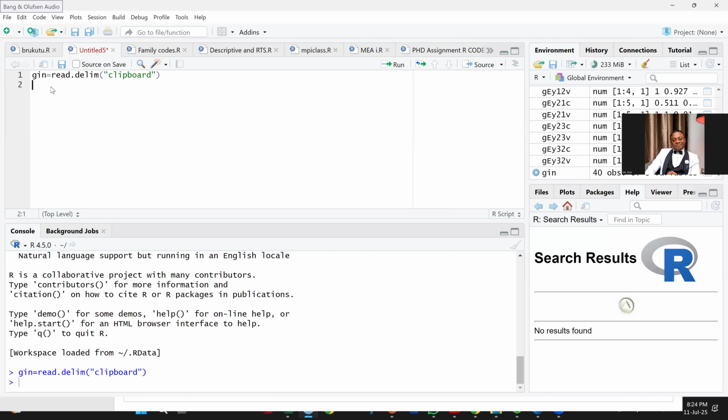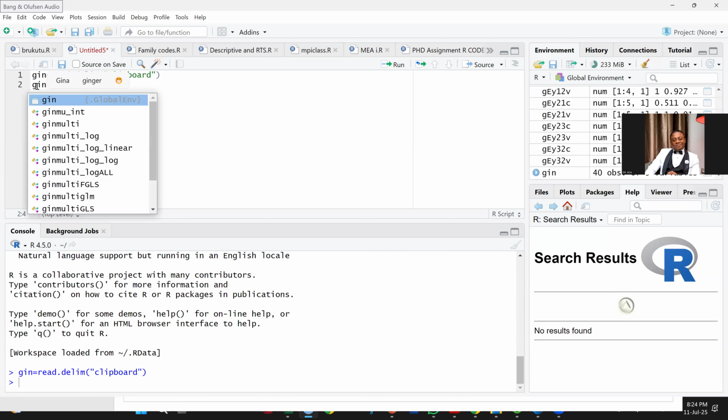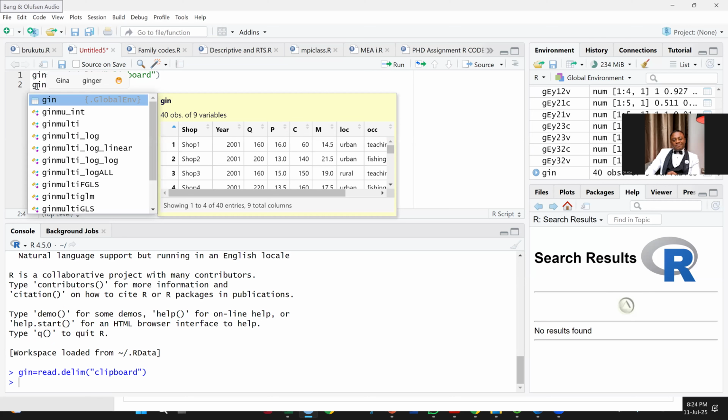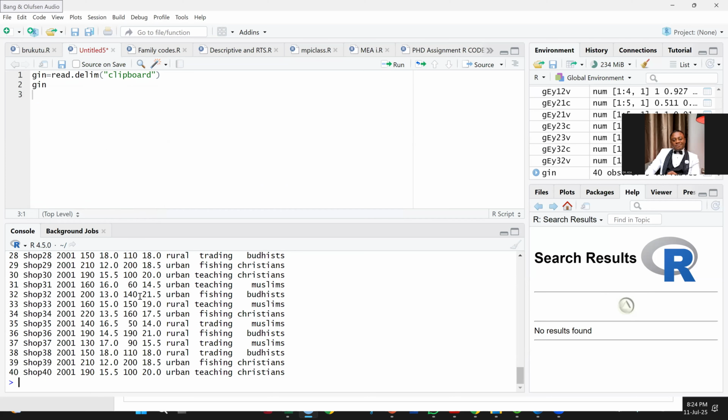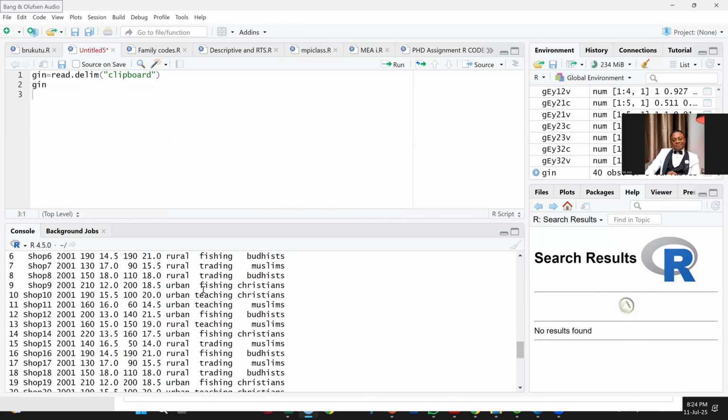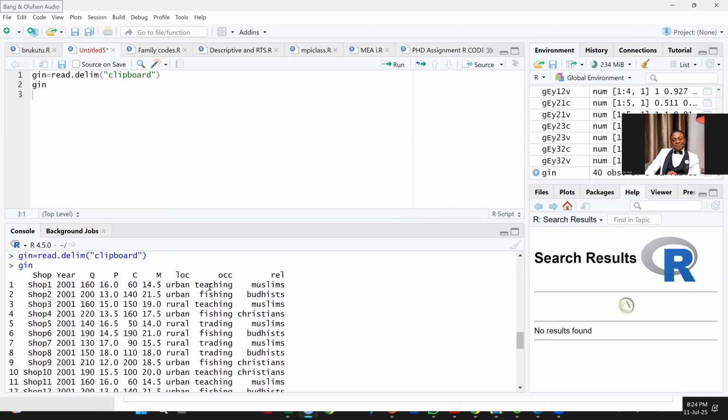To prove that the data is loaded, you can highlight just the gen alone and run it again. Or you can type gen and just Control Enter. The data will be showing down here. Okay. That's what you see here. Fantastic. Okay. Now, what is this data?